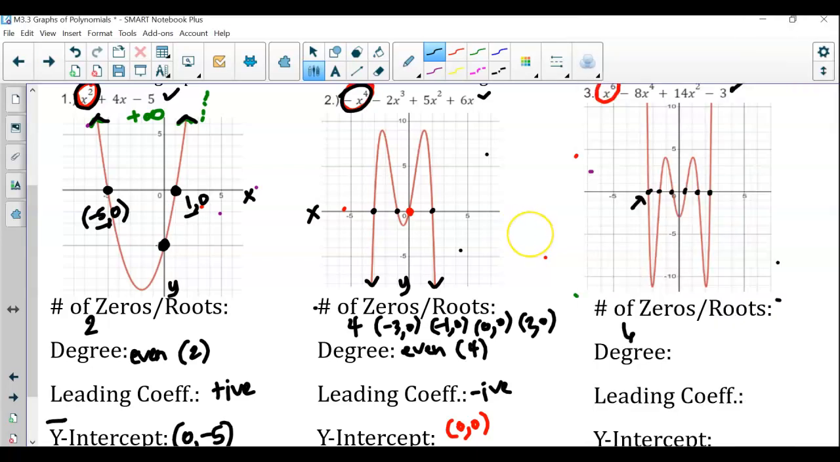So again, we know here that the degree is even. And if we wanted to be more specific, we have a degree of 6 from our equation. The leading coefficient, both ends were going up. So this is a positive leading coefficient. And again, x to the 6th was a positive x to the 6th. Then the y-intercept. So again, here where it's crossing the y-axis. So when I look here, my graph is crossing here at (0, -3).